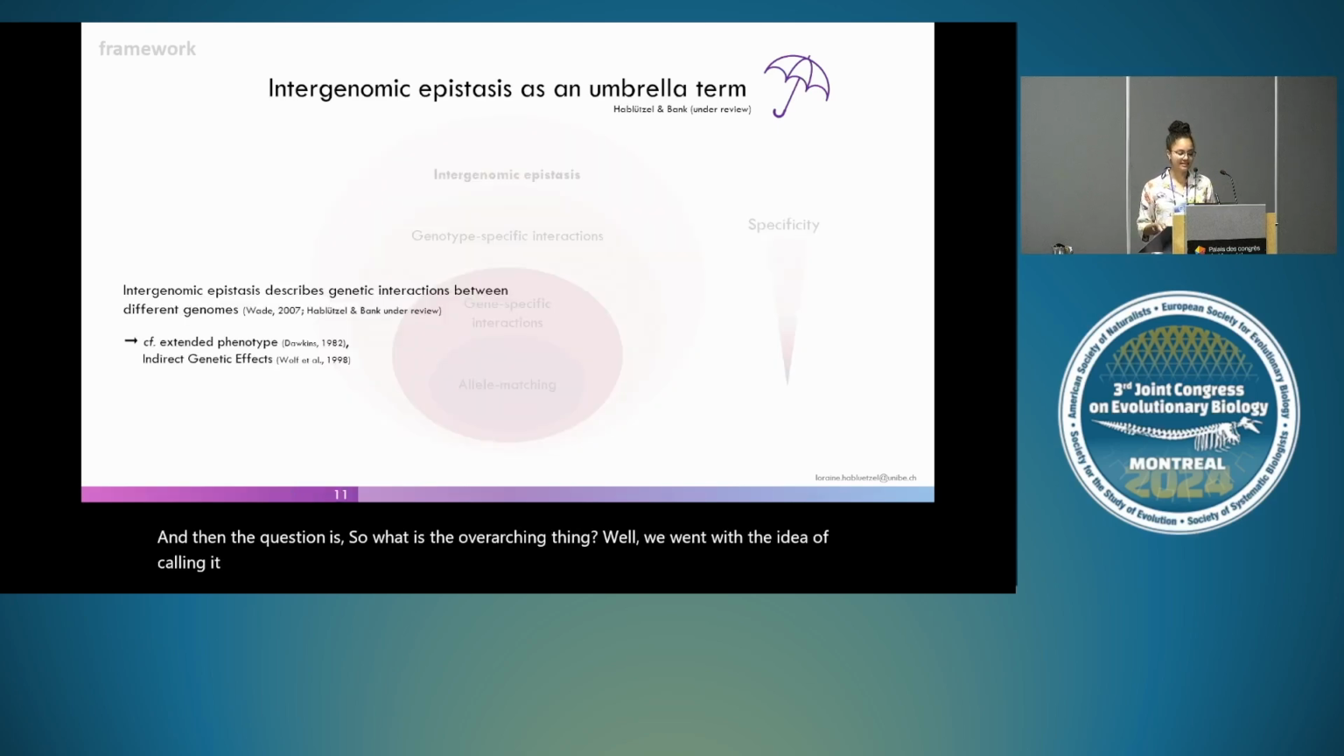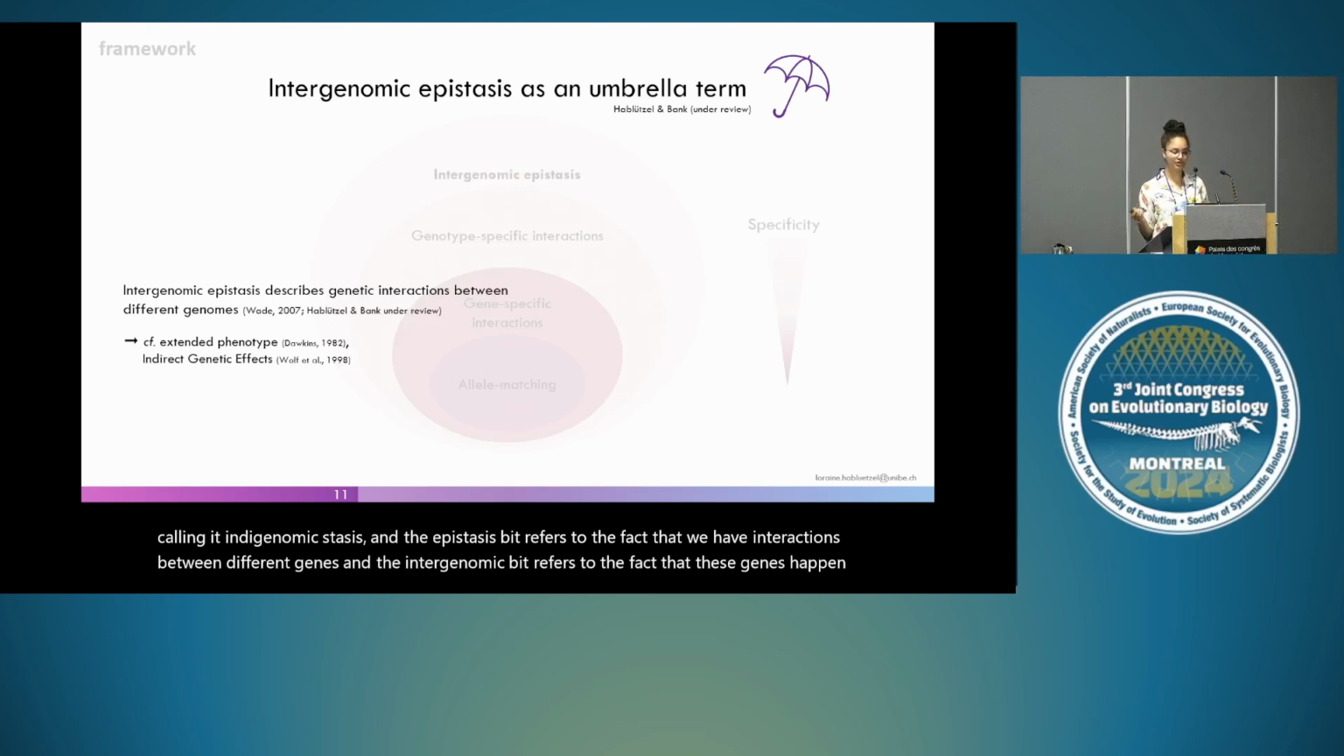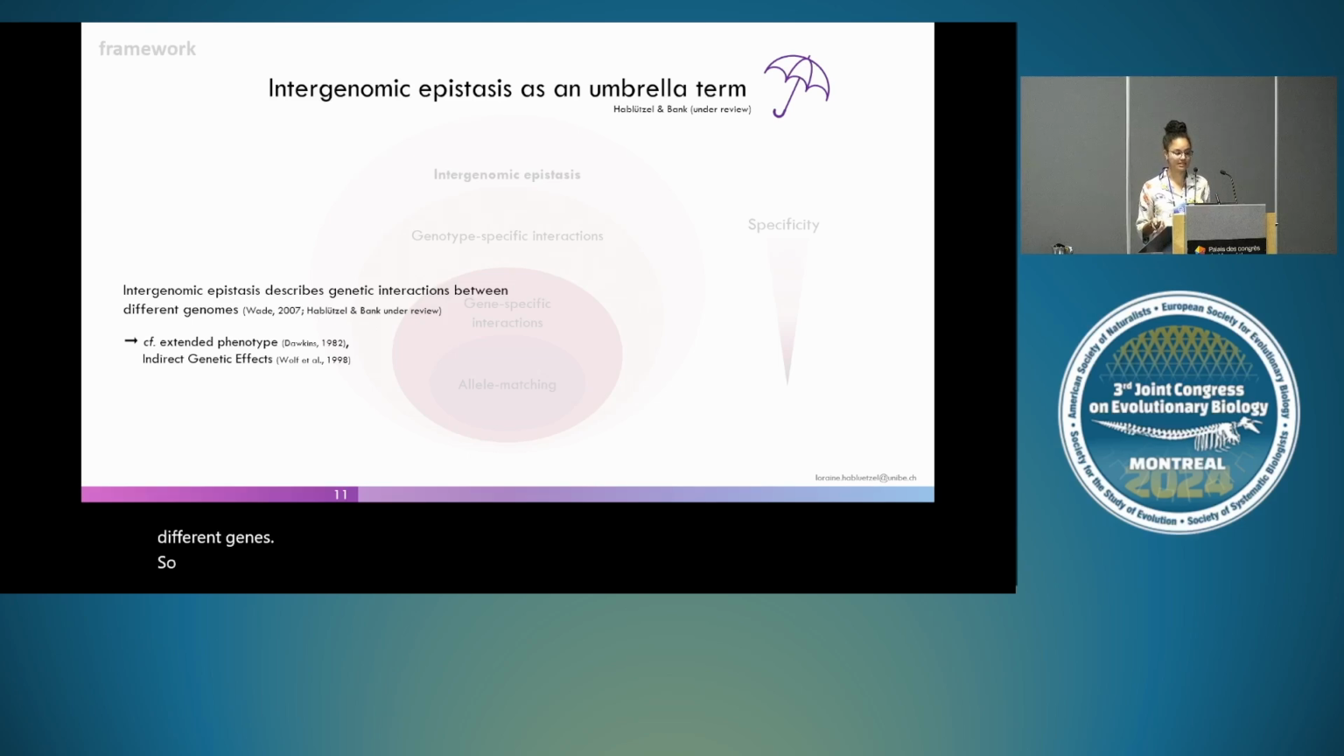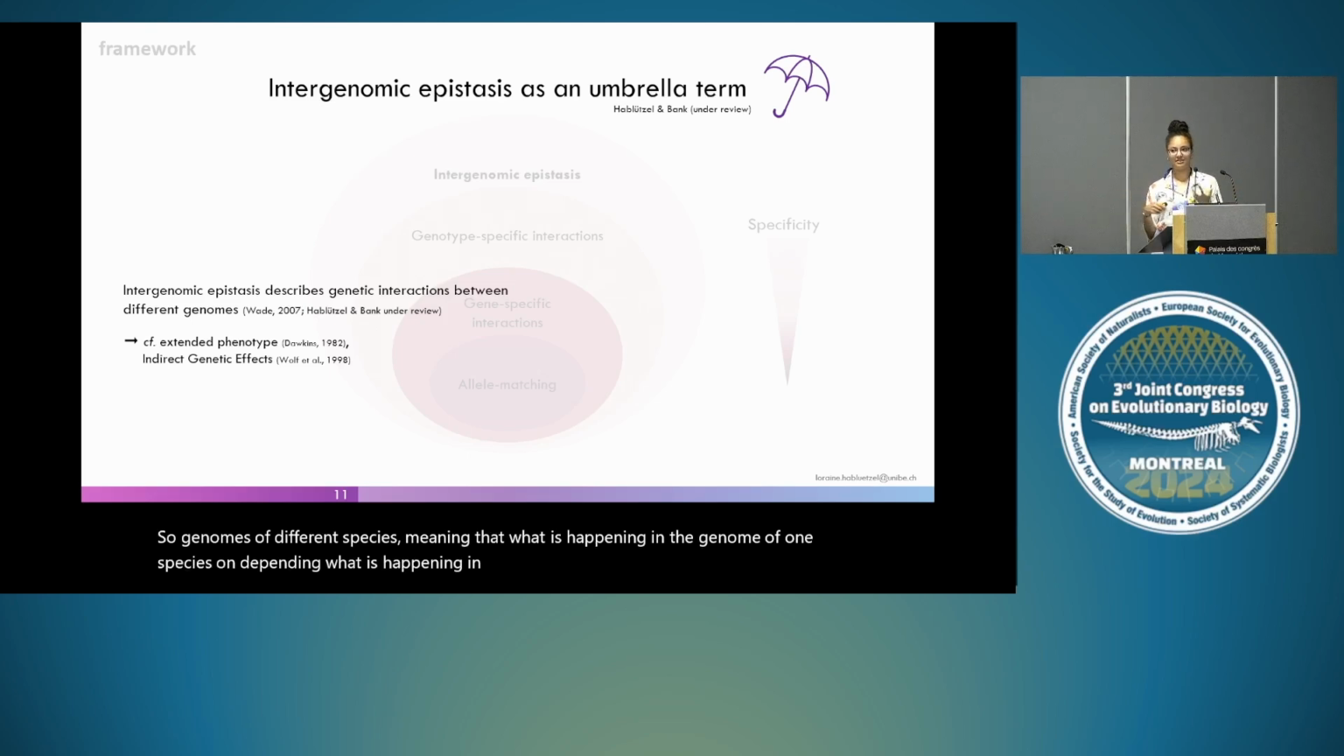And the epistasis bit refers to the fact that we have interactions between different genes, and the endogenomic bit refers to the fact that these genes happen to lie in different genomes, so genomes of different species. Meaning that what is happening in the genome of one species, depending on what is happening in the genome of another species, will have different effects. And I guess you can also think about this in the context of the extended phenotype.